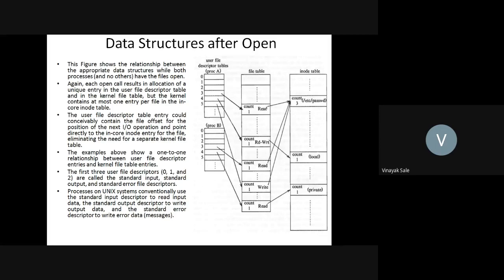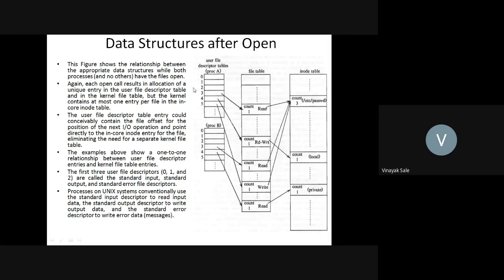Again, each open call allocates a unique entry in the user file descriptor table. Here, in each process there is a unique, single entry, but the kernel contains at most one entry per file in the in-core table. So a user file descriptor table entry could conceivably contain the file offset for the position of the next input output operation and point directly to the in-core inode entry for the file, eliminating the need for a separate kernel file table.